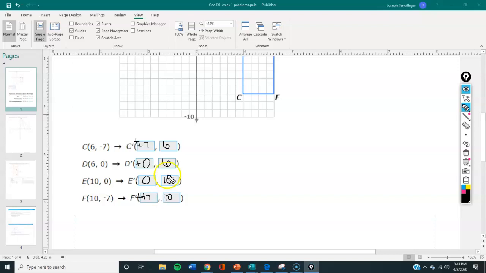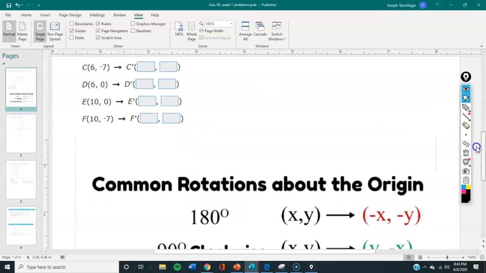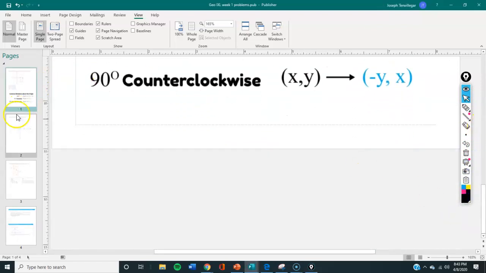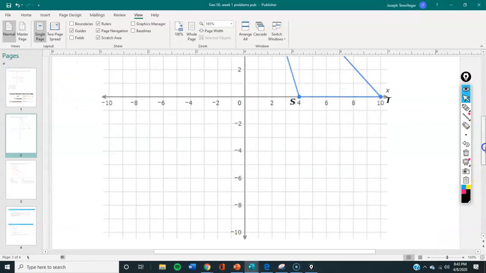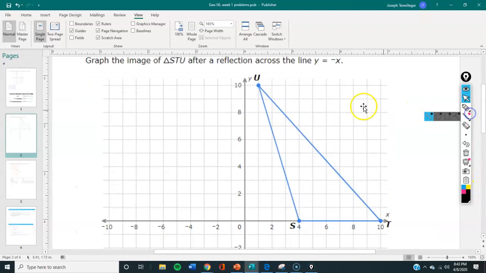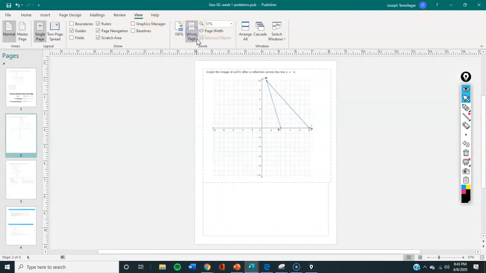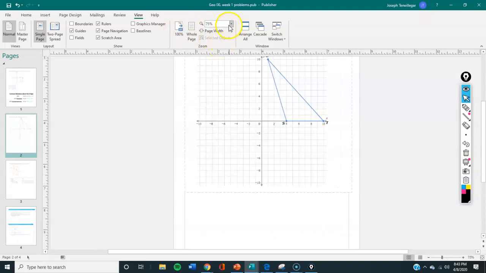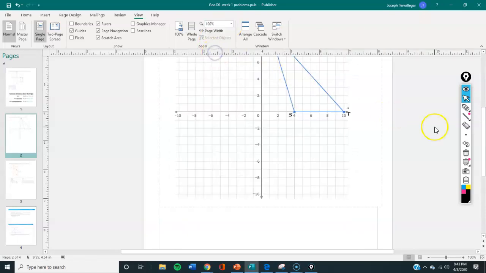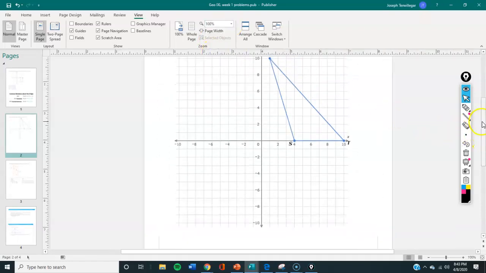Alright. Next problem. This one's tricky. Alright, and too large, too small. Nah, still too small. It's still too small. Just right, kinda.